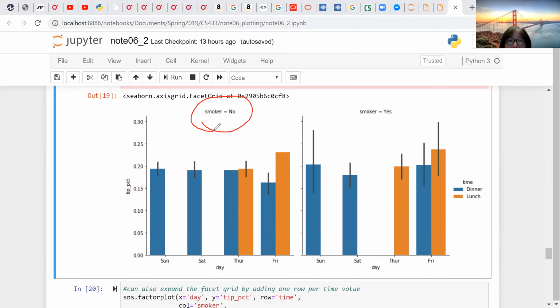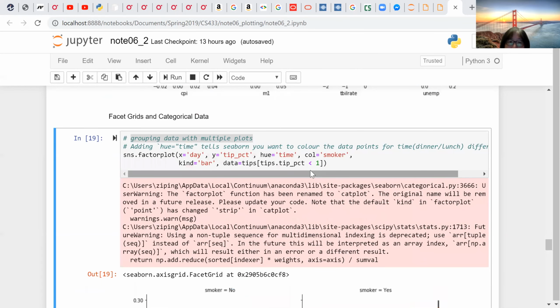So we have this: the left plot is for non-smokers and the right plot is for smokers. You can also use Seaborn to generate this kind of comparison and categorization plotting. This shows the tip percentage versus the day, but it's a comparison between the two different groups. So that's why we say Seaborn plotting is quite useful.